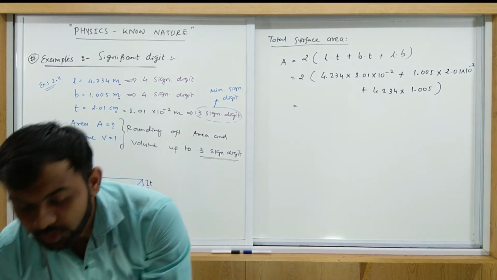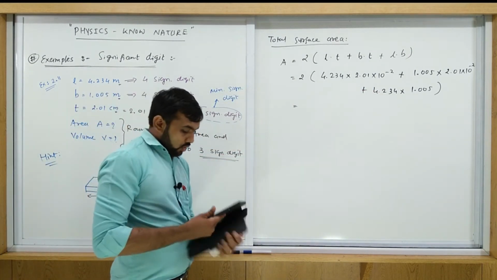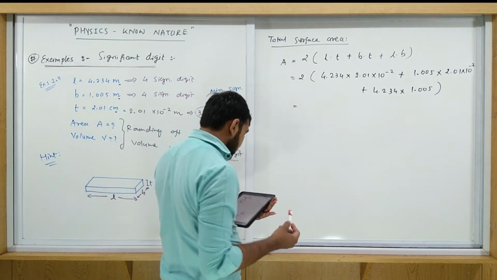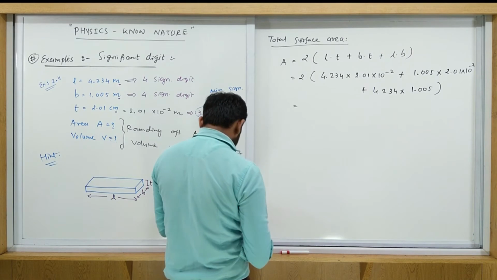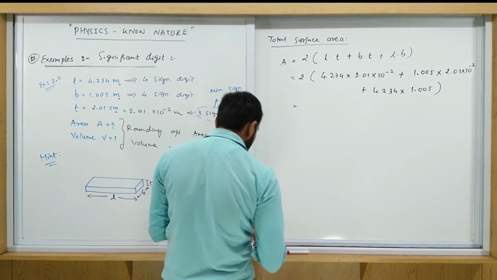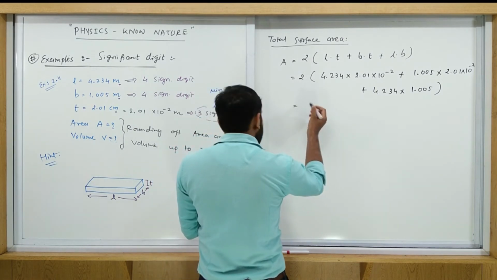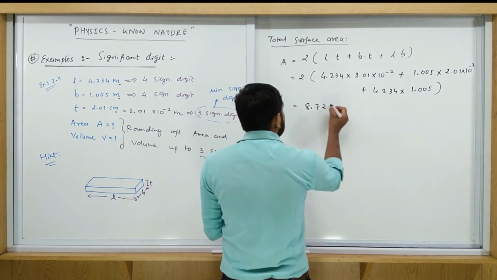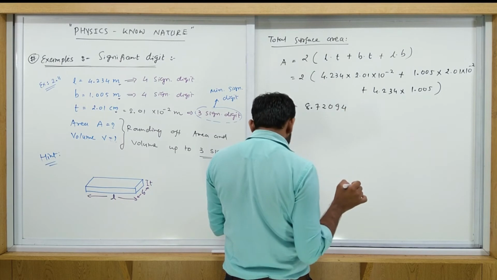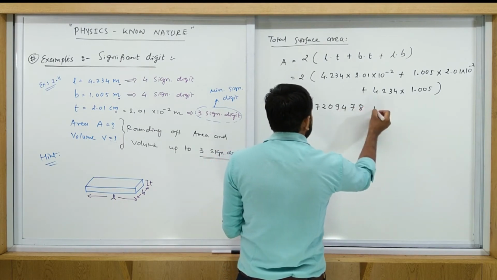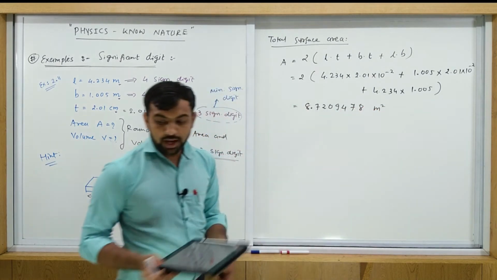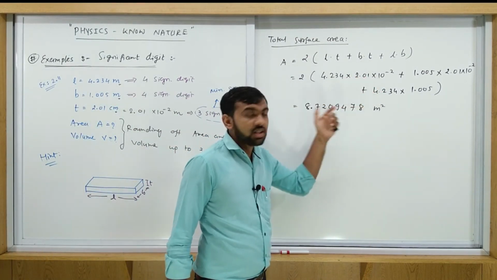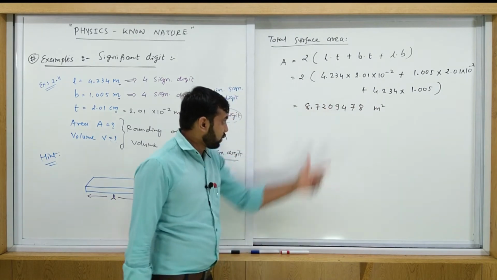After calculating, see what you get. If you calculate this one, then finally you get this answer: 8.7209478 meter square. Try to solve this calculation yourself. Okay, this is homework.